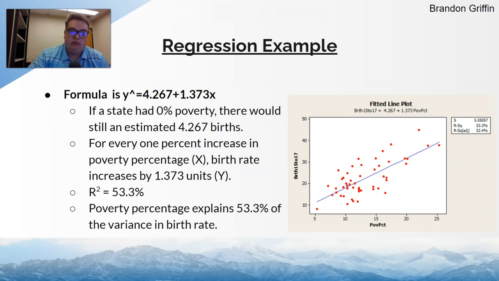But something with 53.3 shows that there is a high impact on the births 15 to 17 with poverty percentage. So let's go ahead and think about maybe some other variables that would impact this birth 15 to 17. We can maybe think about high school education. We could think about maybe the family dynamics of that geographic area. So there are other things that are likely to have an impact and an effect on this birth rate and the poverty percentage relationship. But that's an example of this regression.